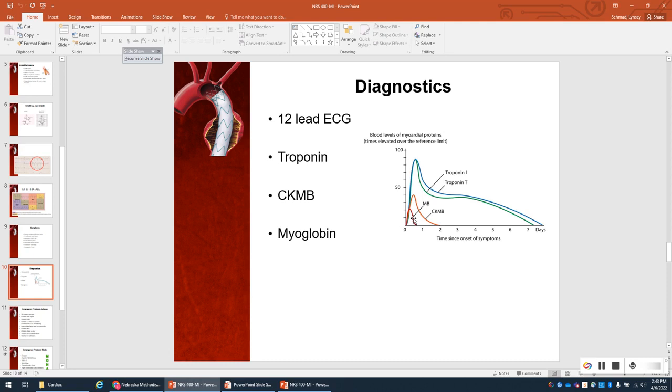Myoglobin is the first protein to increase, but it increases with any muscle damage. So it is not necessarily specific to heart muscle. So remember, myoglobin is non-specific. It does rise after 2 hours and peaks within 3 to 15 hours.